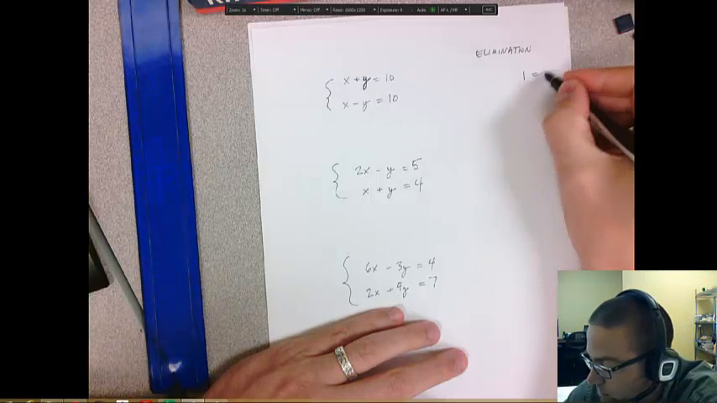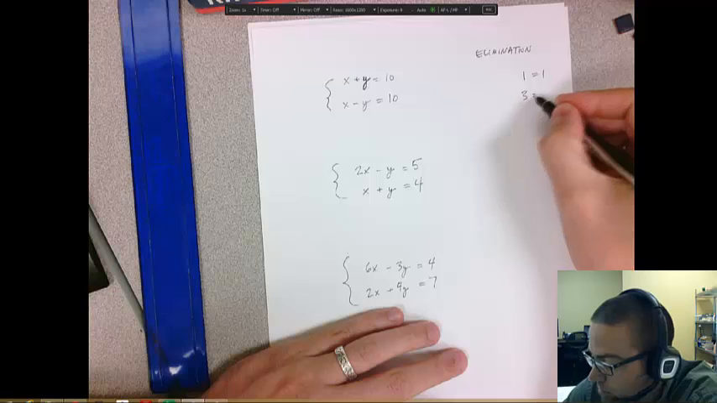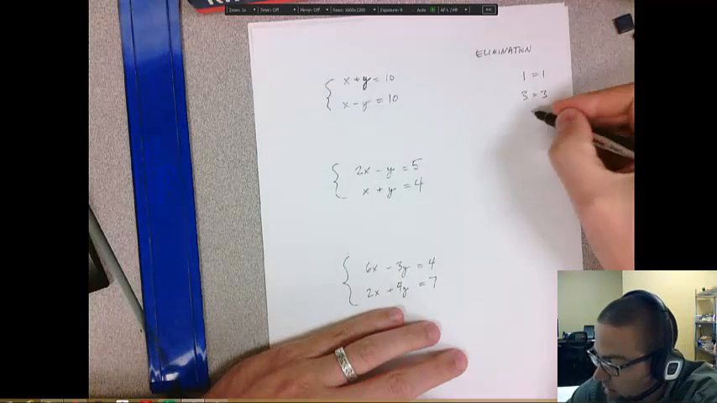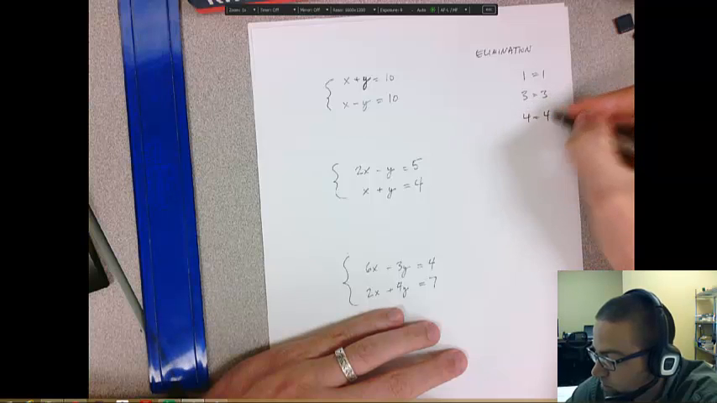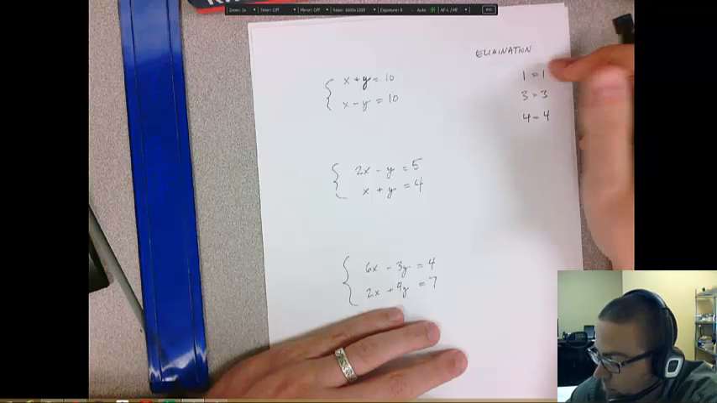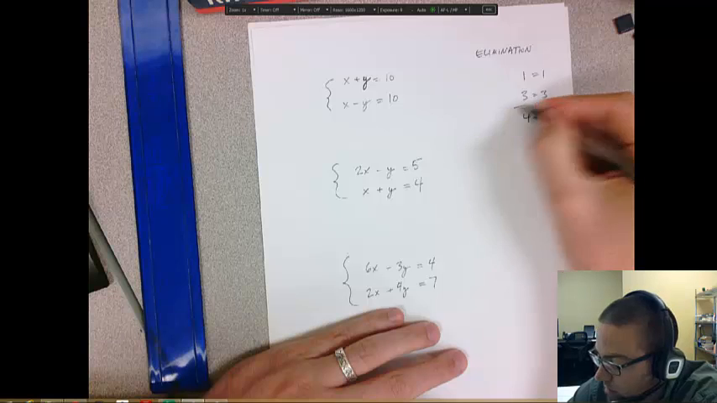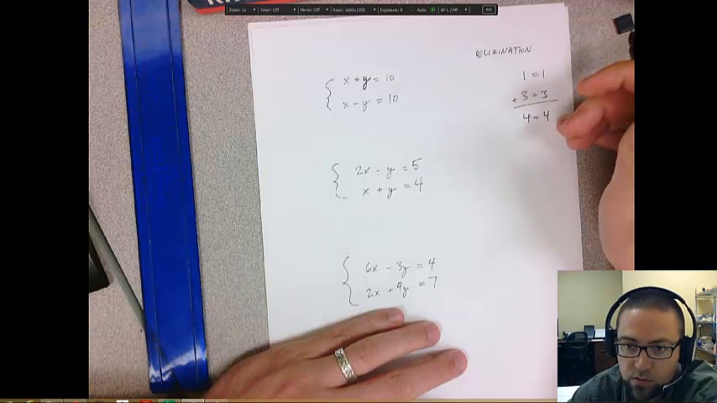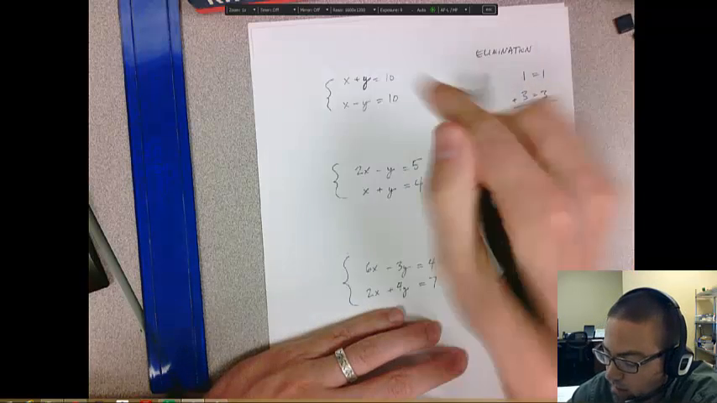So if we have like 1 equals 1 and 3 equals 3, these are two true equations. When I add them together, I get another true equation, right? If I add 1 plus 3, I get 4. So adding equations together also produces a true equation. So it's alright to do it mathematically.